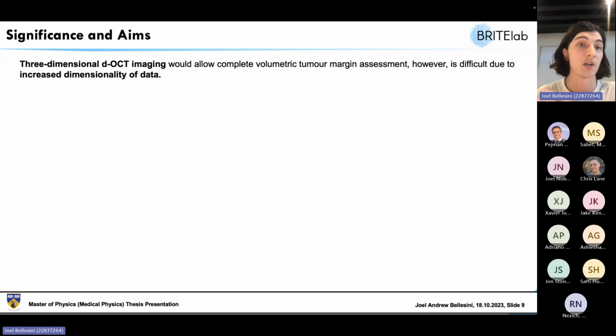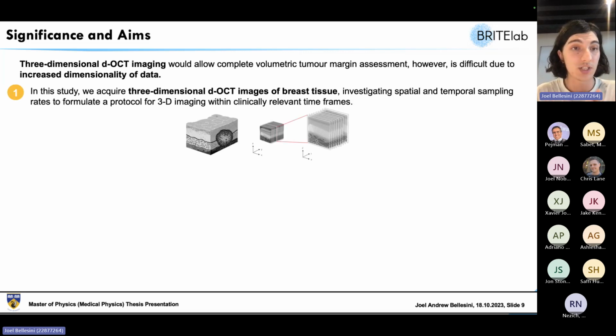So our file size, our image sizes blow up really, really quickly. So regarding the significance and the aims of this project, firstly, we plan to acquire 3-dimensional dynamic OCT images of breast tissue, and in doing so, investigate a range of spatial and temporal sampling parameters to formulate a protocol for 3-dimensional imaging that still resides within a clinically relevant time frame, as we mentioned earlier at the start, with 15 to 30 minutes of acquisition time.